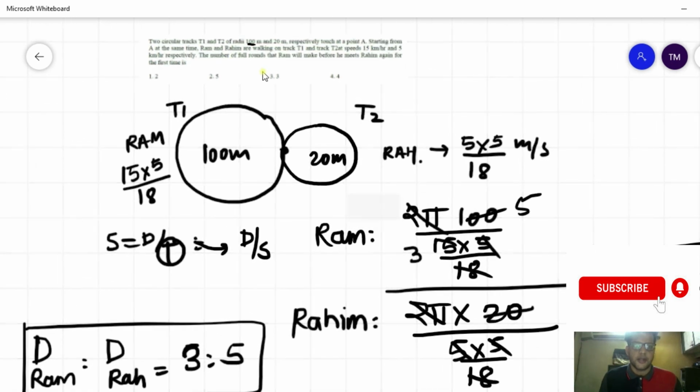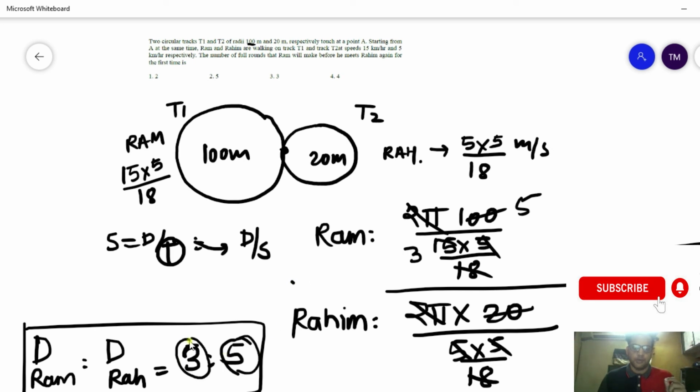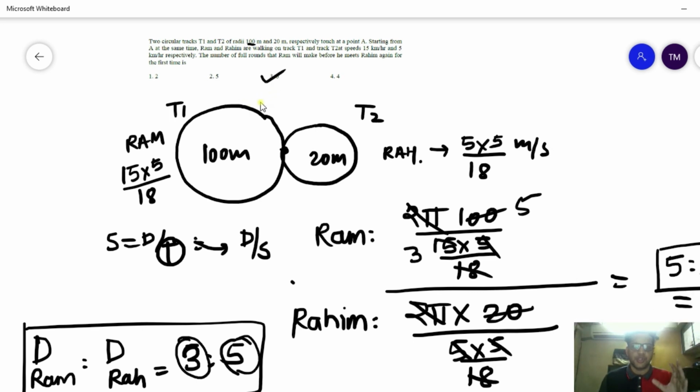So the question they are asking is the number of full rounds that Ram will have to make before he meets Rahim again for the first time. That means after the 5th round, Rahim will be at the starting position, and after the 3rd round, Ram will also be at the starting position where they will be meeting for the first time. Hence, Ram will make 3 full rounds of the circular track. So 3 is your answer in this case.